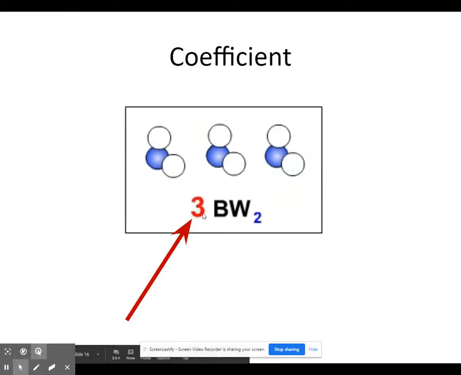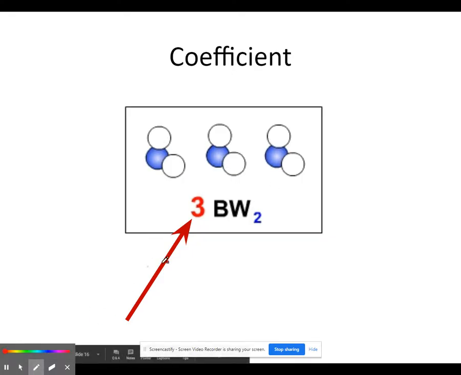So if we look at this image, this kind of helps us out. All right, so we have the compound BW2. So we have 1 B, and then 2 W's. So the model looks like this, 1 B, 2 W's. But because we have the coefficient of 3, we actually have 3 of these molecules then. So how many B's should we have? 1, 2, 3. How many W's? 1, 2, 3, 4, 5, 6.